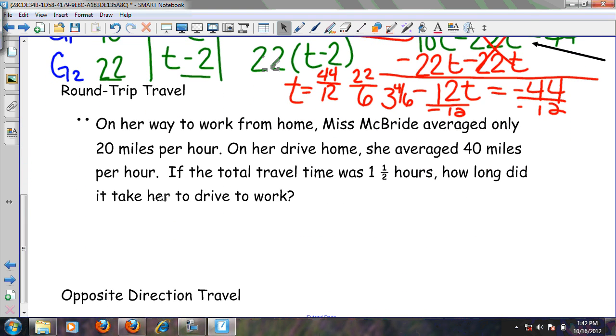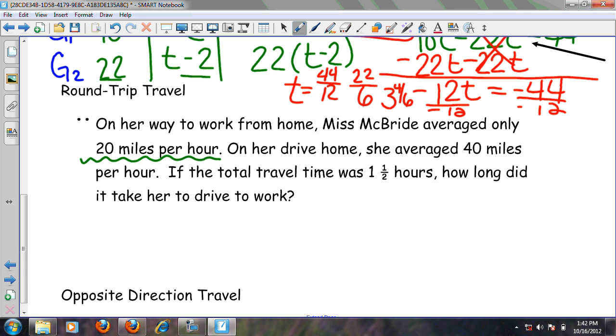Example 4 on page 161, round trip travel. Again, if you notice the way they solved Noya's problem, they used a chart and they set the equations equal to each other. Let's use that problem as we talk about Miss McBride's drive to work. On her way to work from home, Miss McBride averaged only 20 miles per hour.